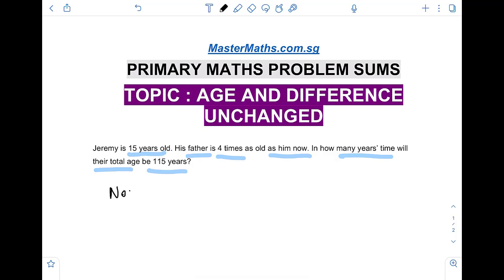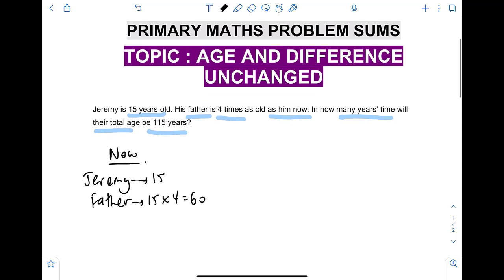So let's see how old they are now. We know that Jeremy is 15 years old. Father will be 4 times as old, so it'll be 15 times 4. Father will be 60 years old. And the difference has to always be 60 minus 15, which is 45 years of difference.